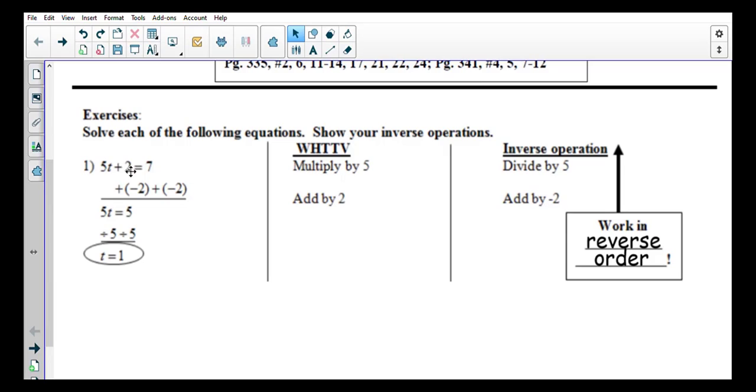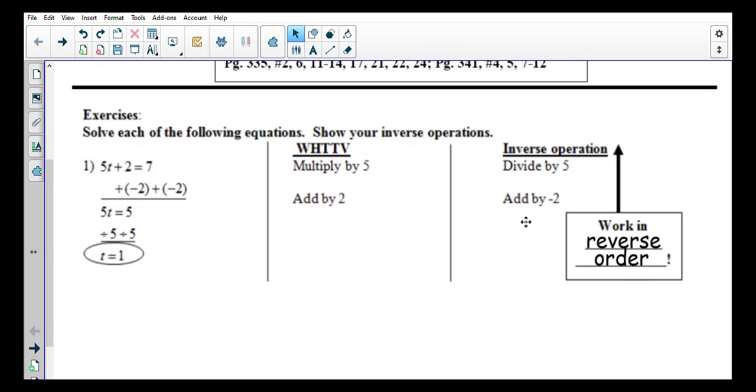So our inverses are as follows. The inverse of multiplying by 5 is to divide by 5. The inverse of adding 2, remember we have two possible inverses here, is either to add -2, which I have written, or you can subtract 2. Both inverses will work. Remember, for addition and subtraction, there's two possible inverses.